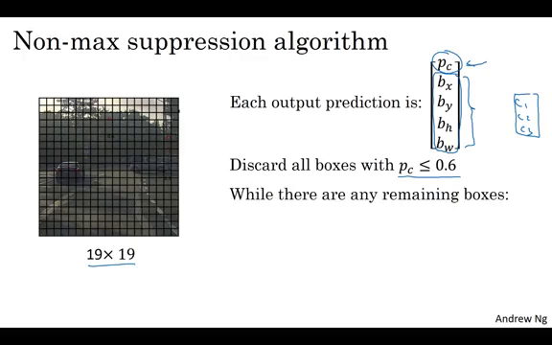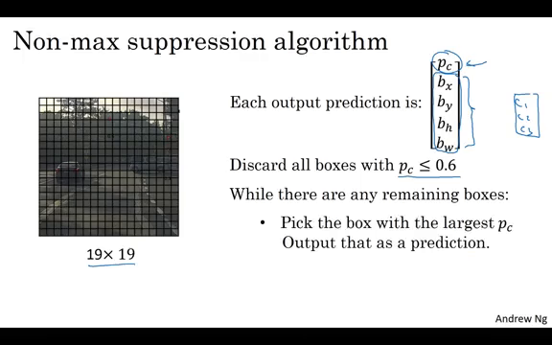Next, while there are any remaining bounding boxes that you've not yet discarded or processed, you're going to repeatedly pick the box with the highest probability, with the highest PC, and then output that as a prediction. So this is the process on the previous slide of taking one of the bounding boxes and making it lighter in color. So you commit to outputting that as a prediction that there's a car there.